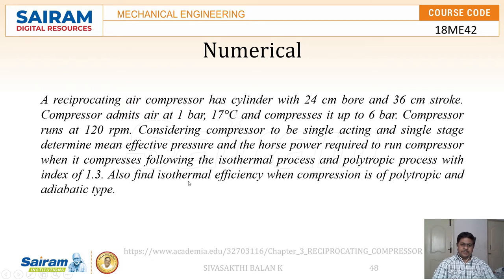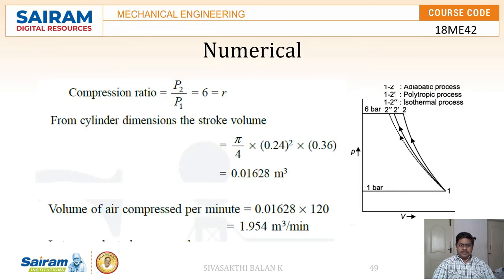So this is the problem, and I hope you can all understand and visualize the terms in it. Given are D, L, P1, T1, and the compression ratio P2 by P1 as 6, and N is 120 rpm, and we are asked to assume the polytropic index as 1.3. With this given data we can directly jump in.